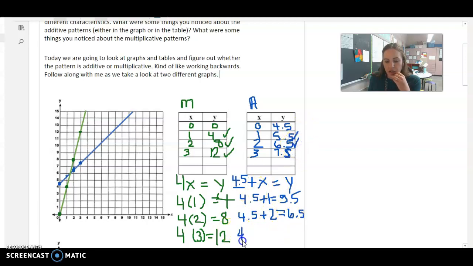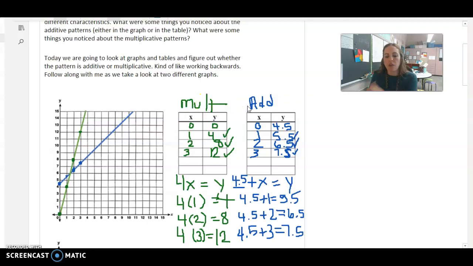And then finally, let's do 4.5 plus 3. We add our whole numbers together. 3 plus 4 is 7, plus our half, that's 7.5. And yes, it checks out. When x is 3, y is 7.5. So our blue line must be an additive pattern, while our green line is a multiplicative pattern.